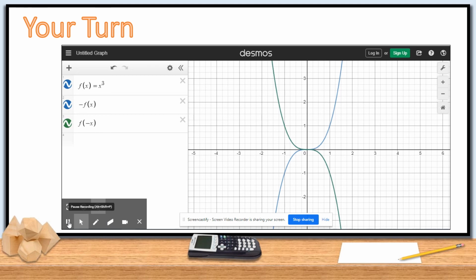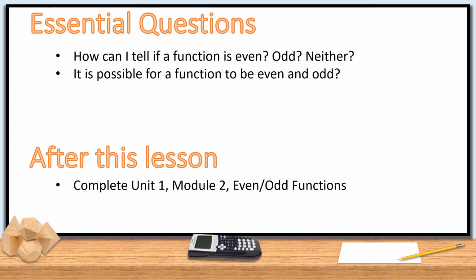Okay, let's wrap it up for today. How can I tell if a function is even, odd, or neither? So checking it out to see even function: is it symmetrical over the y-axis? Does reflection over the y-axis map onto the original image? An odd function, can you reflect it over the x-axis and reflect over the y, and those two images end up on top of each other? Or would a rotation of 180 degrees over the point 0, 0 work, or a point symmetry through 0, 0?